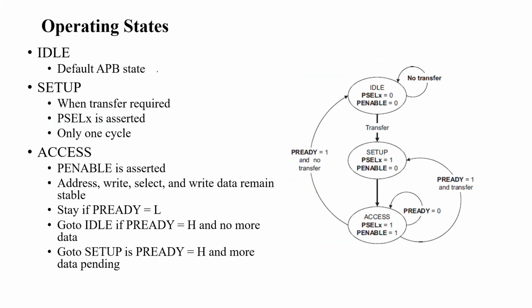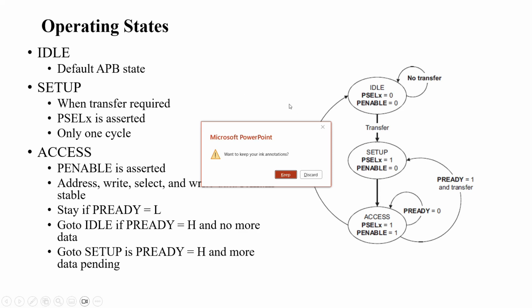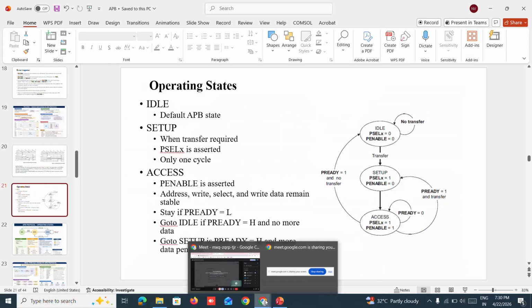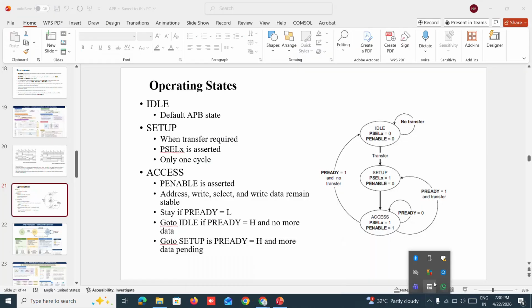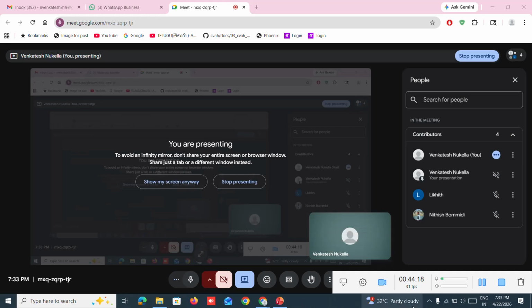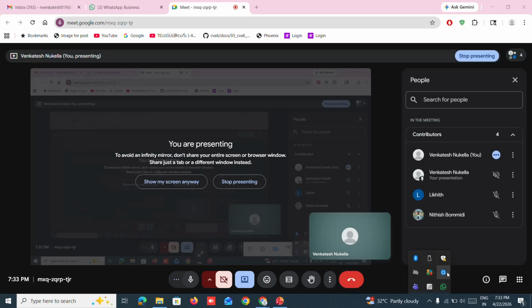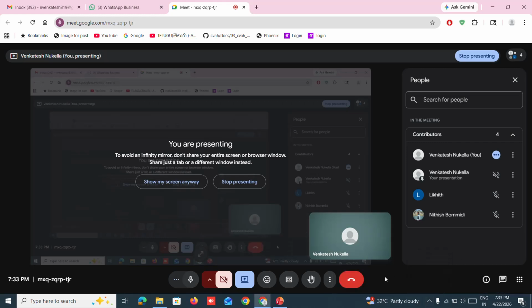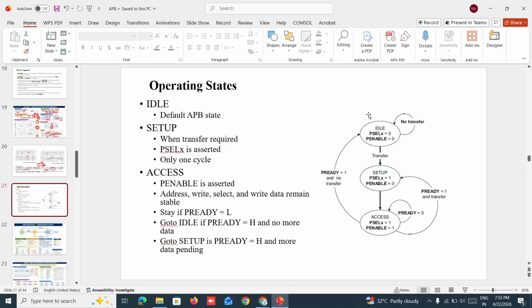So these are the operating states. Okay. Just wait on it. Okay, fine. So these are the operating states in the APB protocol.